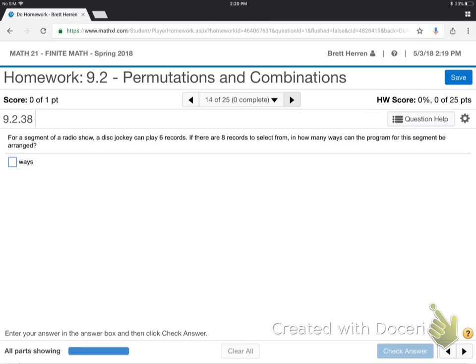Do you understand what they're saying, first off? They're saying it kind of funny. They're saying a disc jockey is going to play 6 records, and there are 8 records to select from. So in other words, he's got a box with 8 records in it, and he's going to pick one of them and play it, then a second one and play it, and a third one and play it, and go on. He's going to play 6 different records out of the 8.